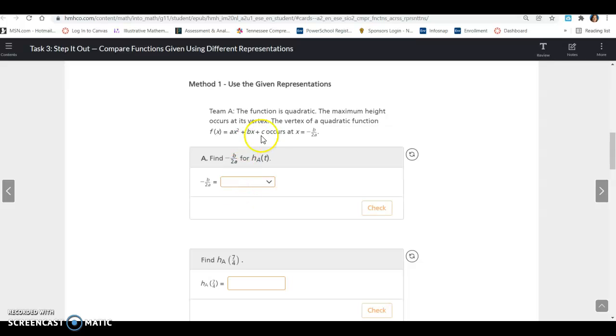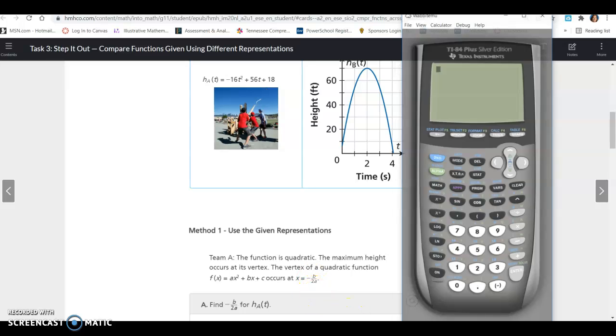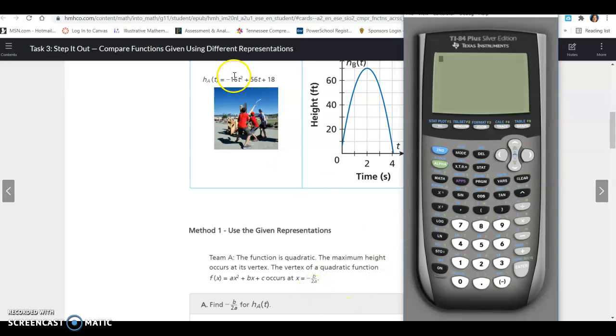So let's see what it says. It says use the given representations. Team A, the function is quadratic, so the maximum height occurs at its vertex. The vertex of a quadratic function in the form of f of x equals ax squared plus bx plus c occurs at x equals negative b over 2a. So this should be review. So all we're going to do is take our calculator and do negative b over 2a. So we need to know the function. So we're going to take our calculator here, and we've got a, b, and c.